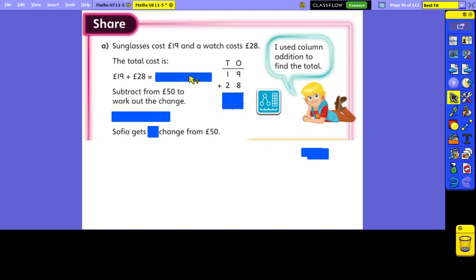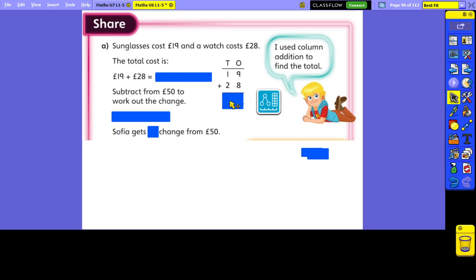See, if you've not had a go already and paused the video on the previous slide, I'd like you to pause the video now and see if you can work out the answer to what the total cost of £19 and £28 is, and see if your answer is the same as mine. So pause your video and have a go.